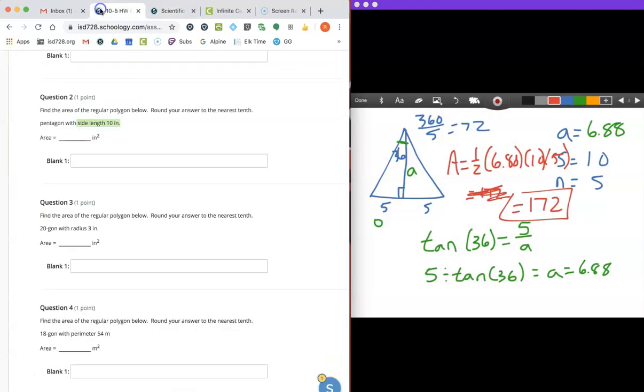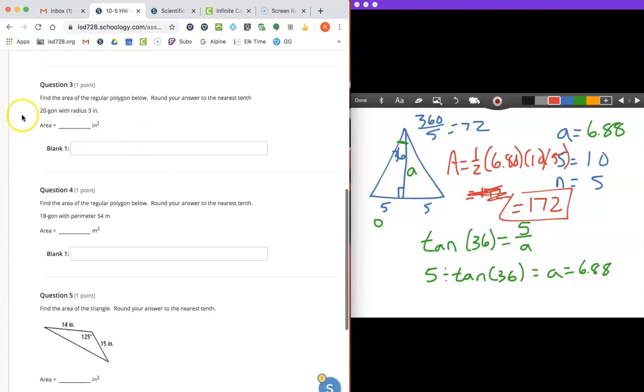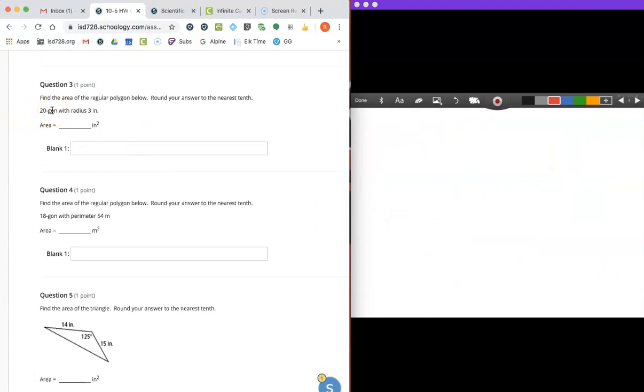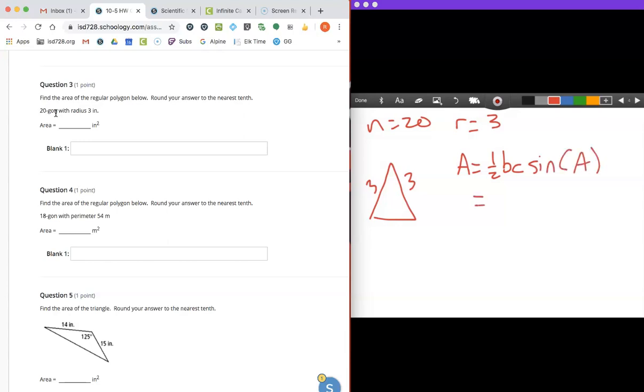Okay. Number 3, they gave us a radius again. So this one, n is 20, r is 3. So if I draw one triangle, it's a radius problem. So this is 3 and this is 3. I'm going to find the area of one triangle using this formula, 1/2 BC sine of A. That's going to give me one triangle that I'm going to multiply by 20 after that.